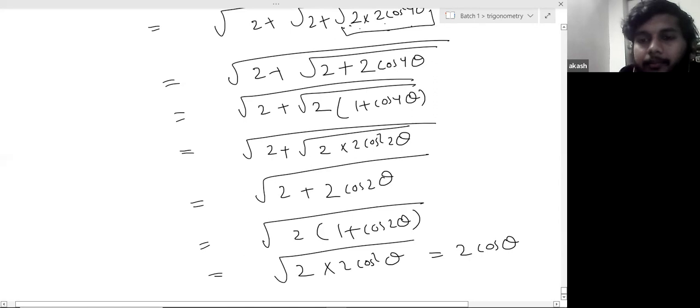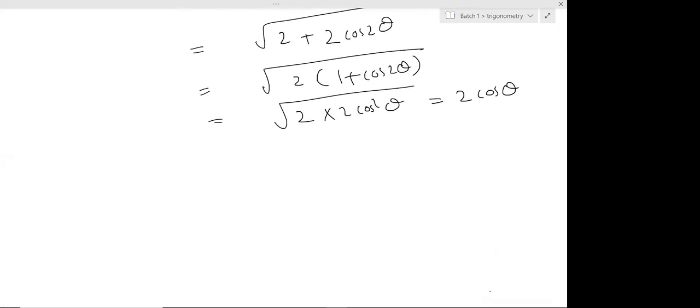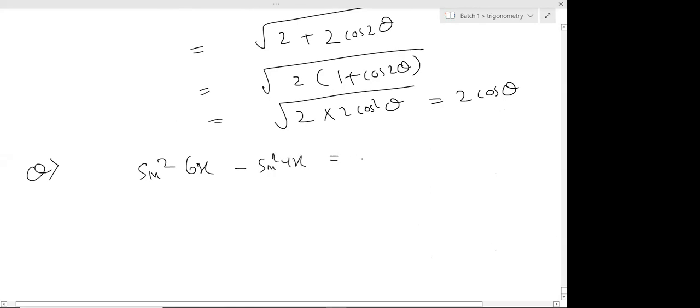This is clear? Yes, sir. Okay. One more question. Sine square 6x minus sine square 4x. Sir, could you show one more time this 1 plus cos 8 theta's simplification?